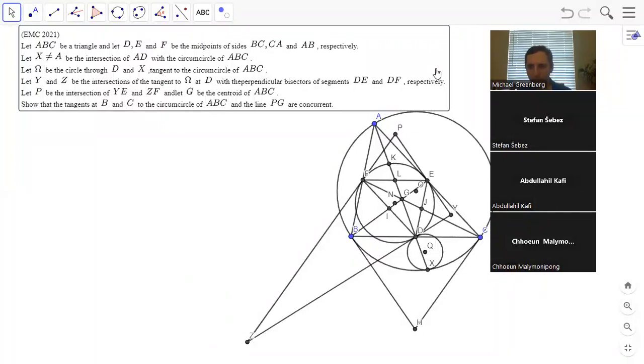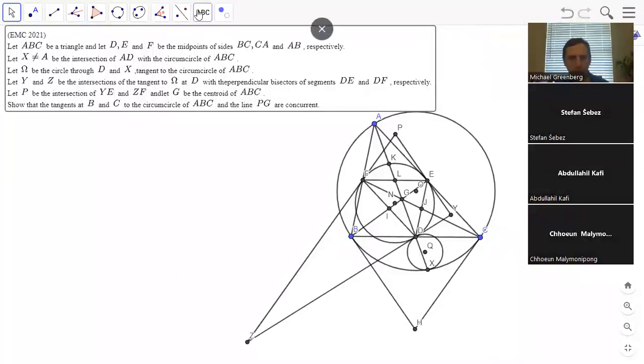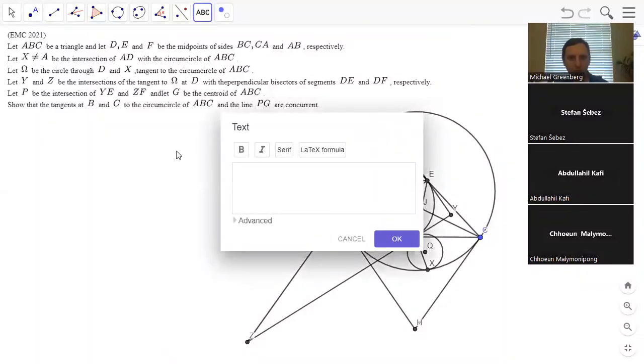So first we show that those two circles are tangent. I'll just say label the points as shown. Well, first I'll show the.